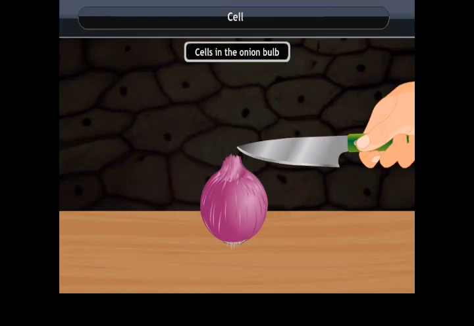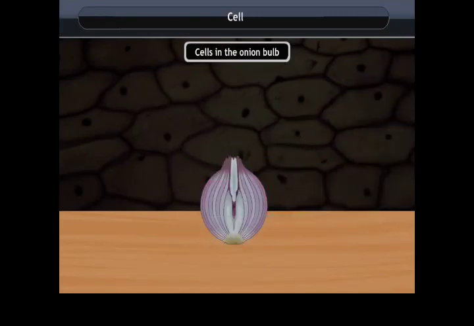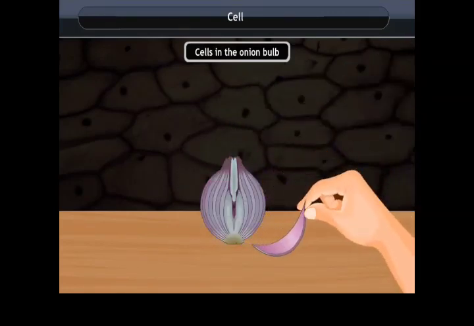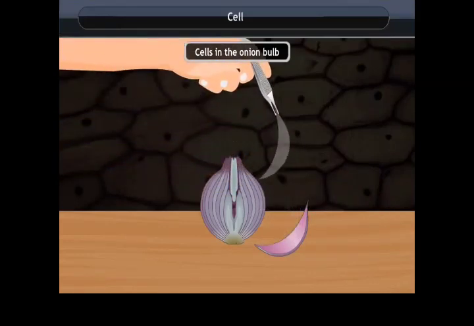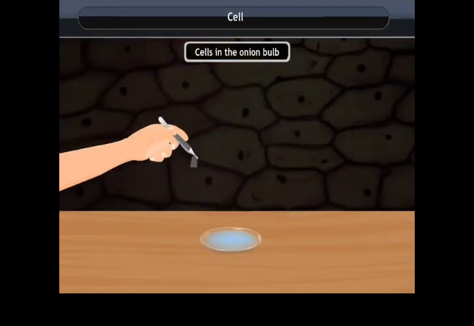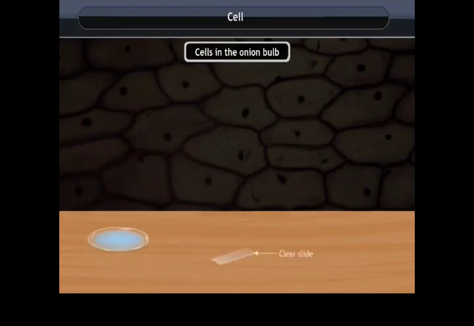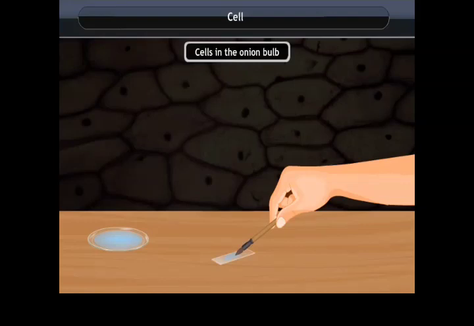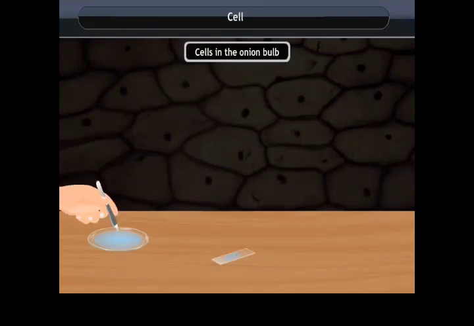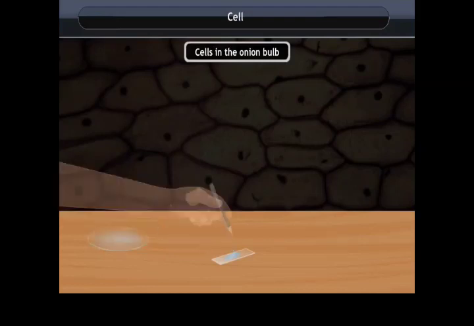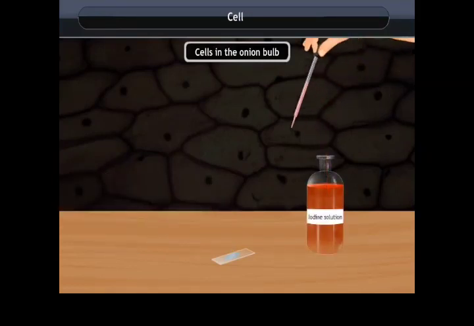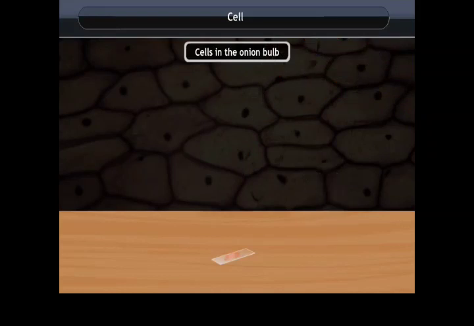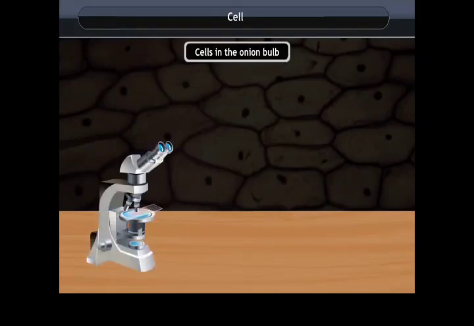Cell. Take an onion and cut it into two parts and then, with the help of forceps, peel off from the concave side of the onion. Keep it in the watch glass containing water. Take a glass slide, put a drop of water on it. With the help of a paintbrush, transfer a small piece of the peel from the watch glass to the slide. Now we put a drop of iodine solution on the slide. Put a cover slip with the help of a dissecting needle on the slide. Observe the slide under a compound microscope.